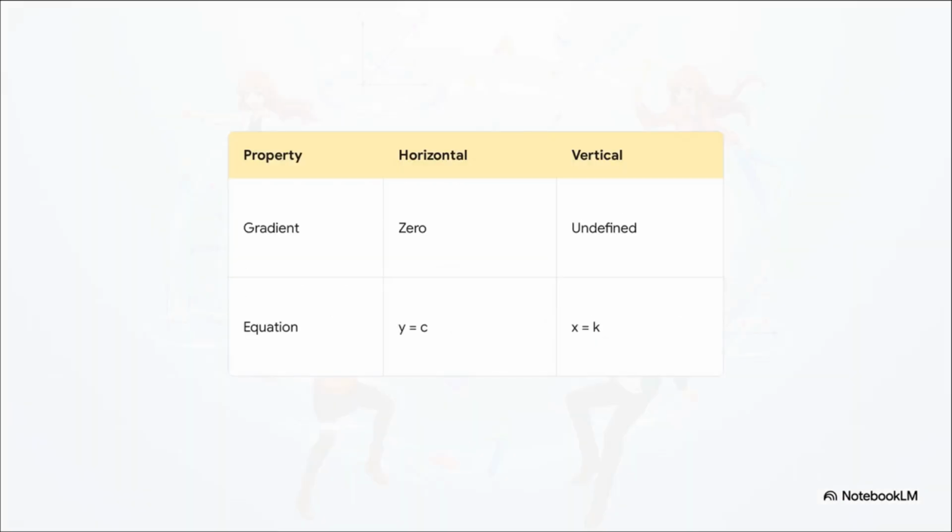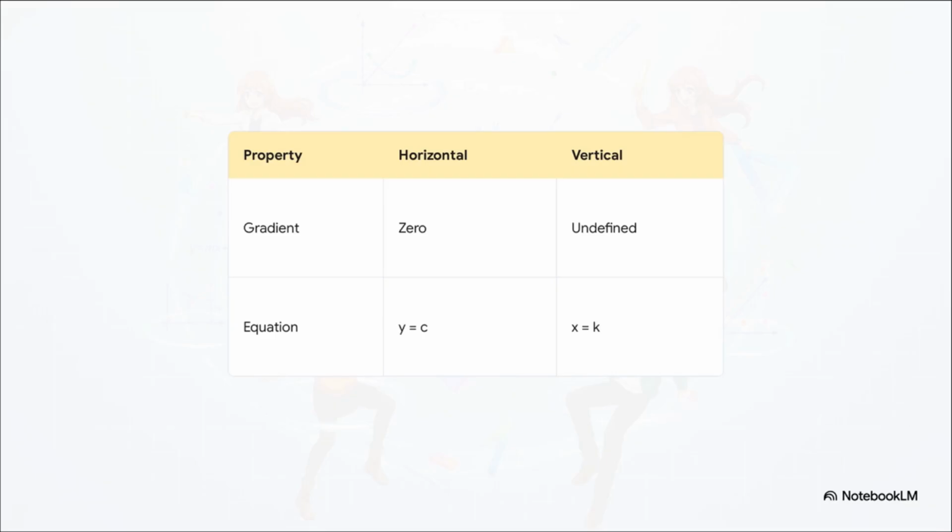And this brilliantly illustrates what happens when we take steepness to its absolute extremes. Let's look at horizontal lines first. They have a gradient of 0, literally no steepness at all, perfectly flat. Because of this, their equation simplifies to just y equals c. So a perfectly flat line passing through the point 4, 7 has the amazingly simple equation y equals 7.